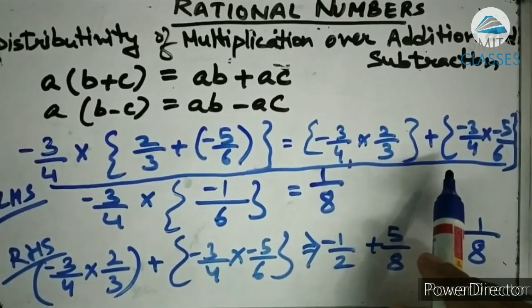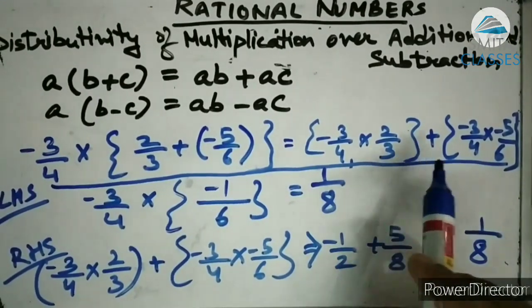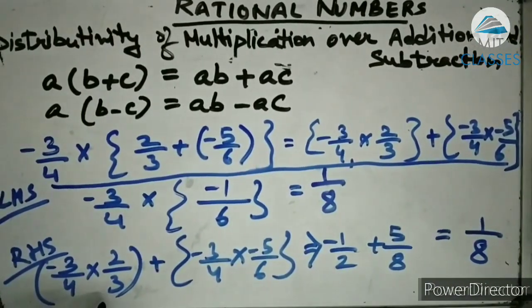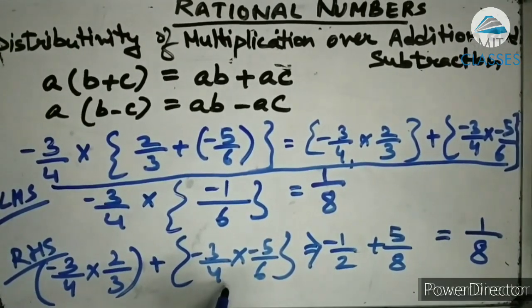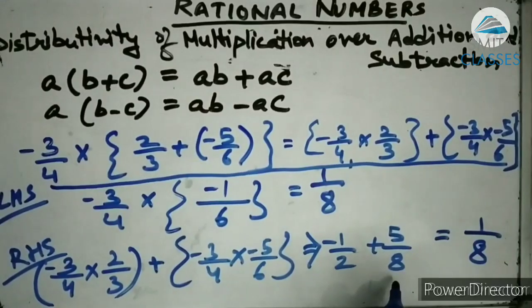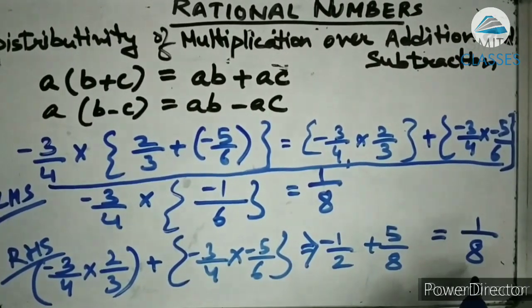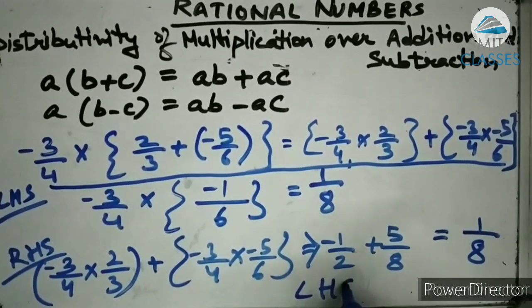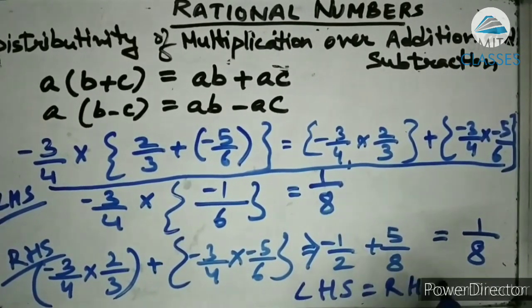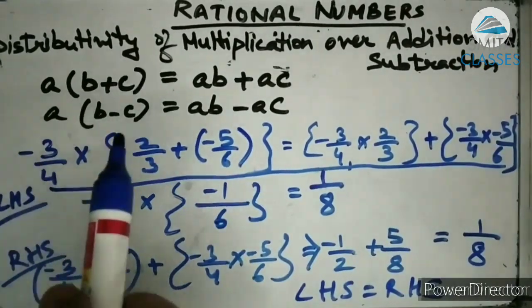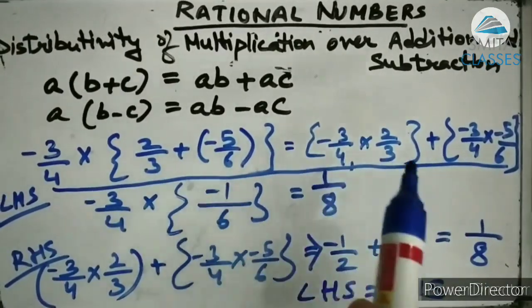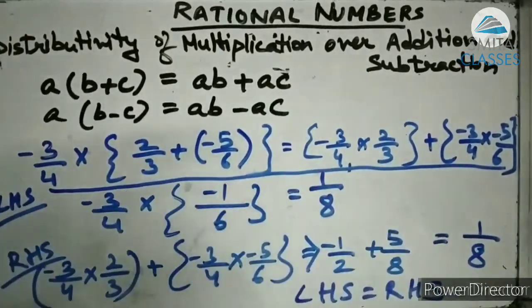Now I go for the right hand side. I have multiplied it separately. Minus 3 by 4 into 2 by 3 I get as minus 1 by 2, and minus 3 by 4 into minus 5 by 6 I get the answer as 5 by 8, and when I add both of them I get the answer as 1 by 8. So I see that the left hand side is equal to the right hand side. Therefore, the distributivity of multiplication over addition and subtraction of rational numbers is well proved.